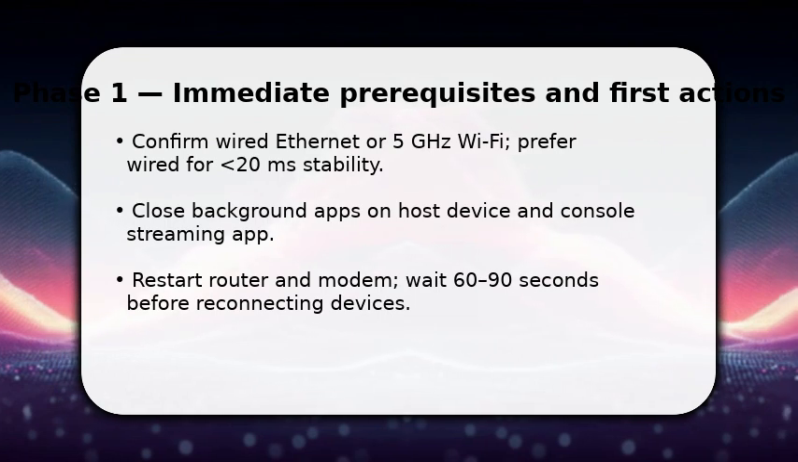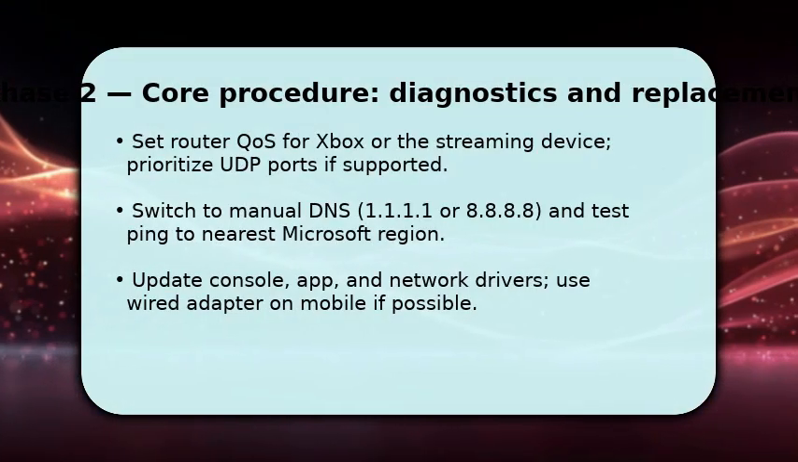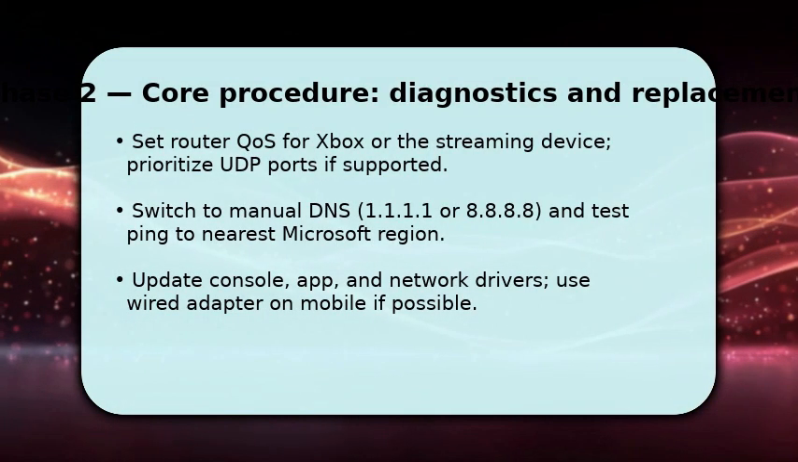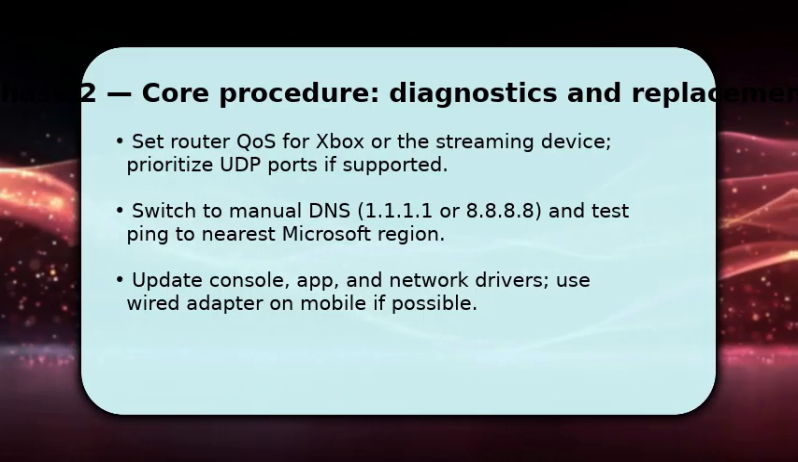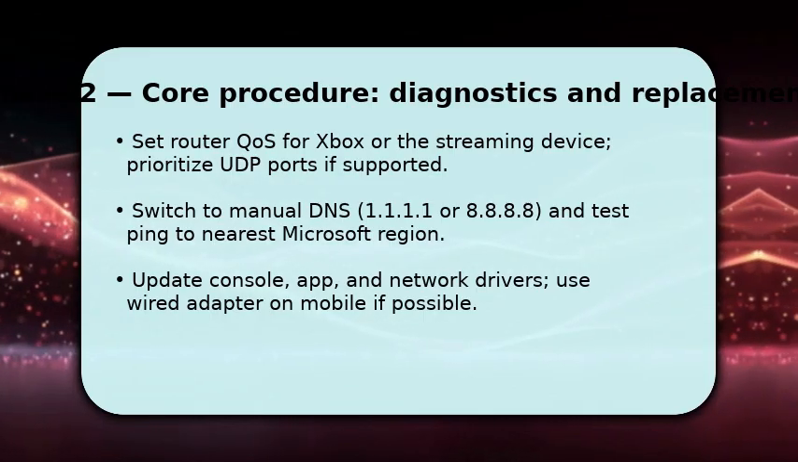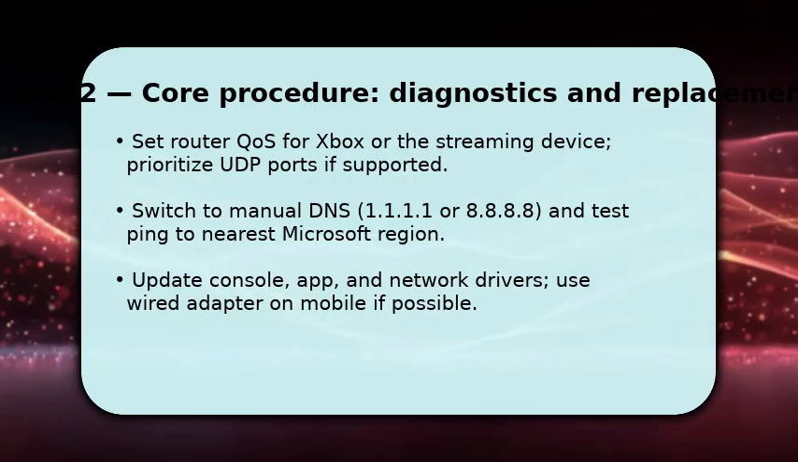Once your basics are stable, tune the network and devices for consistent throughput. You should enable QoS on the router and prioritize the Xbox or phone. This helps real-time UDP traffic by lowering queuing delays.